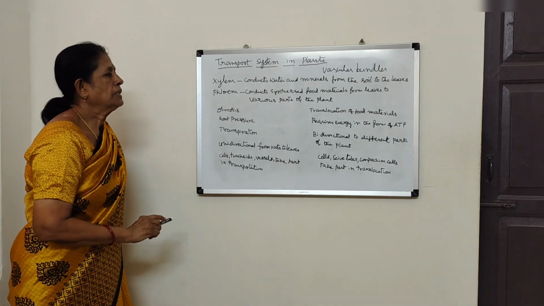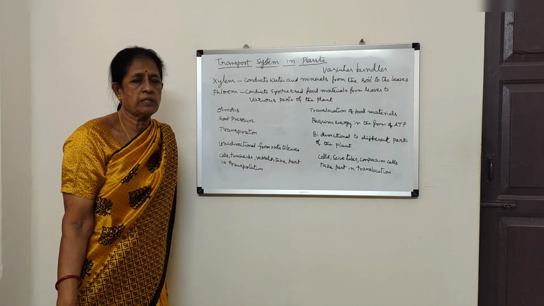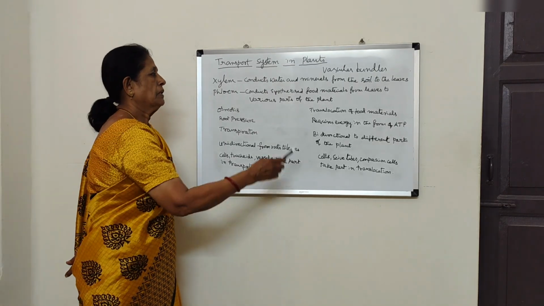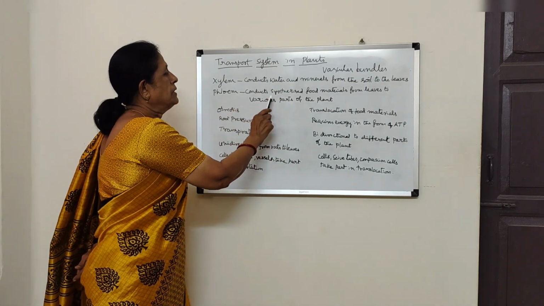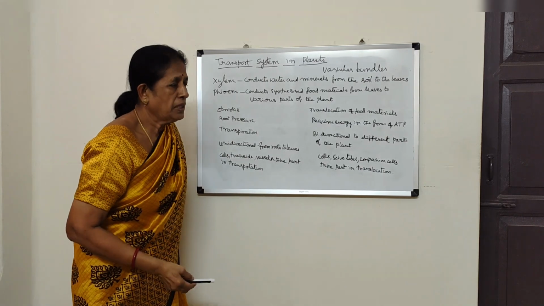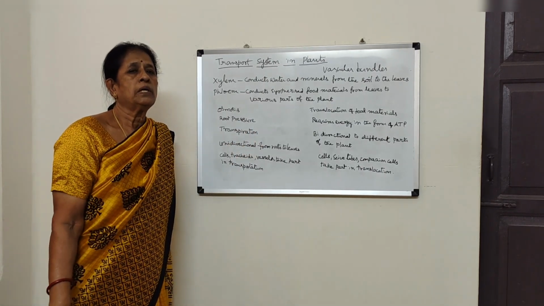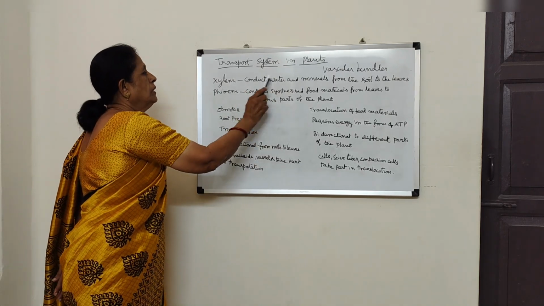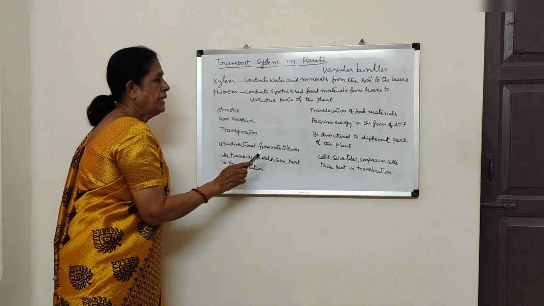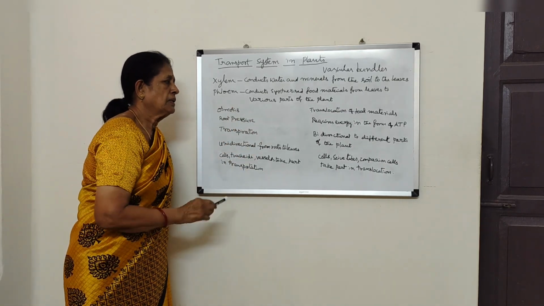And phloem conducts synthesized food material. Food material is synthesized in the leaves. Leaves are said to be food factories. That means food is produced in the leaves. So the phloem vessels collect synthesized food material from leaves to different parts of the plant. So in this way, xylem and phloem play an important role in the transportation of water and minerals from roots to the leaves, and phloem translocates food materials from leaves to different parts of the plant.